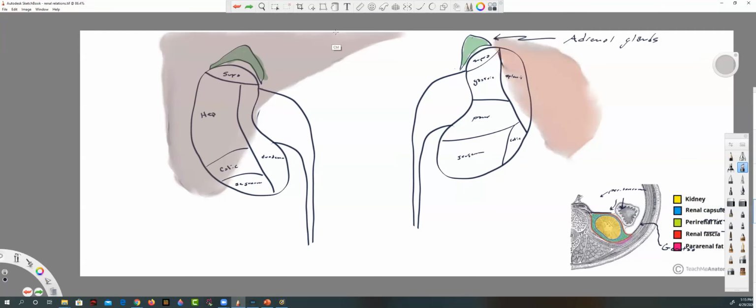Let's see, can I just hit Control Z? There we go. The spleen was there for a reason, because the pancreatic tail goes to the splenic hilum. Both the pancreatic tail and the splenic hilum are anterior above the kidney, and so the tail of the pancreas lays on top of the kidney at this point.